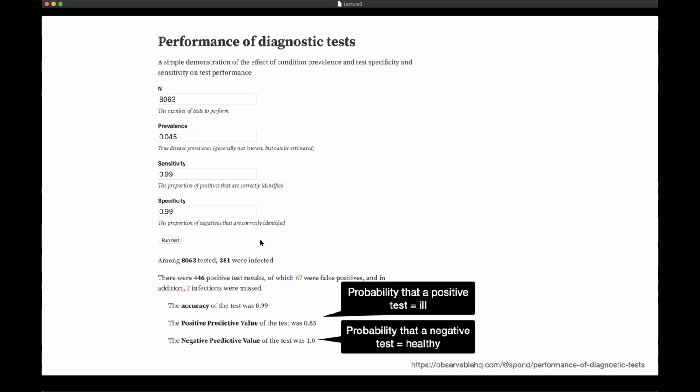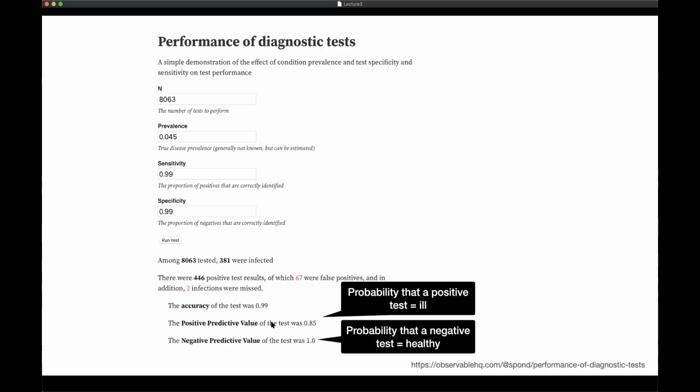So let's run an experiment, which I did and took a screenshot of this. So, assuming that the true prevalence is 4.5%, if you do a random draw, that means that among 8,063 individuals, 381 were really infected. In this simulated experiment, there were 446 positive test results, of which 67 were false positives, and in addition, 2 infections were missed. You can sort of summarize the performance of the test by a couple of summary statistics. So there's one called accuracy, which is just the fraction of results, positive or negative, that were correct. So by accuracy, this test is great.